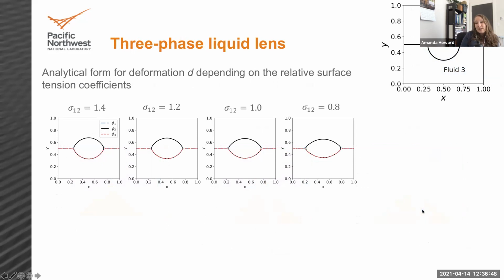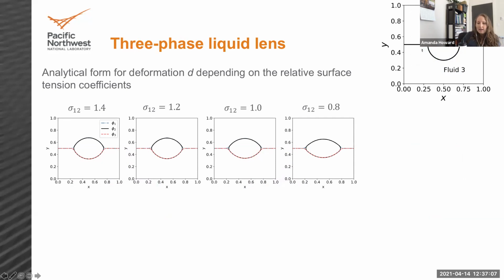So one really nice benchmark problem to consider for where triple junctions are really important is called the liquid lens. In the liquid lens case, we start with a drop at the intersection between 2 fluids. So we have a drop of fluid 2 between fluid 1 and fluid 3. And then this drop is going to elongate.